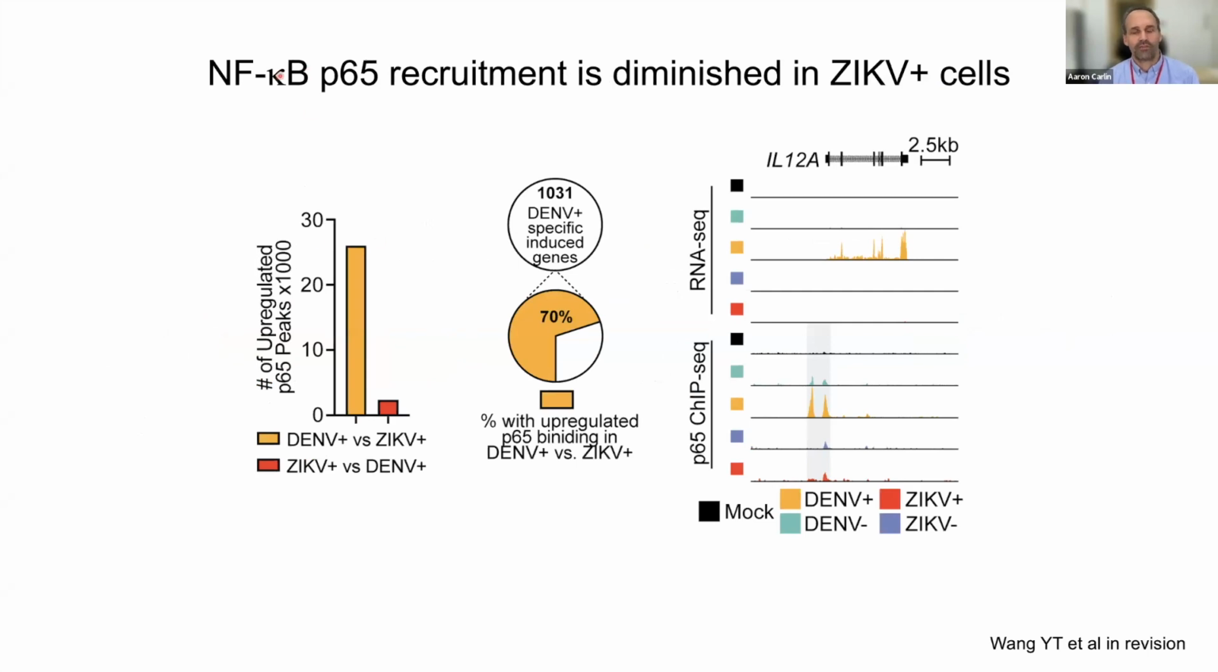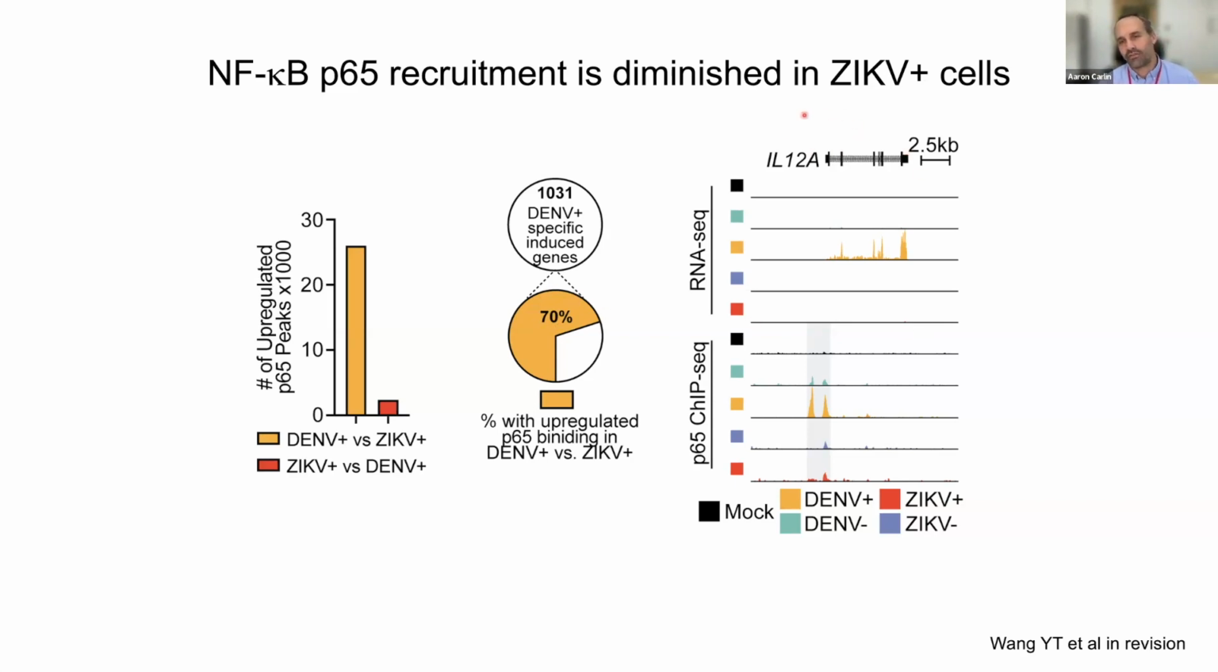To confirm that, we did NF-kappa B P65 ChIP-seq using our integrated platform, and found that dengue virus infected DCs strongly upregulate P65 binding throughout the genome at many locations, whereas that response is very muted in Zika virus positive cells. And if you look at those 1,031 genes that are strongly upregulated in dengue positive versus Zika virus positive, 70% of those genes have increased P65 binding in dengue virus positive cells compared to Zika virus positive, again suggesting that a majority of this transcriptional program that's different is regulated, or at least enhanced, by the binding of P65.